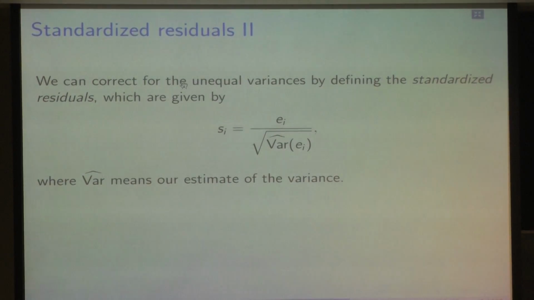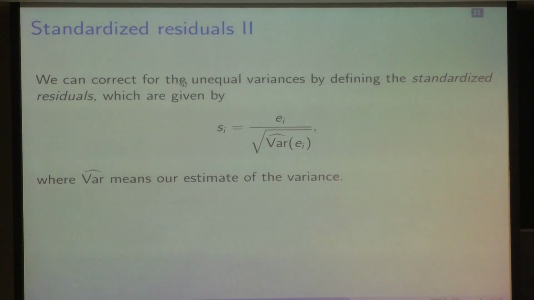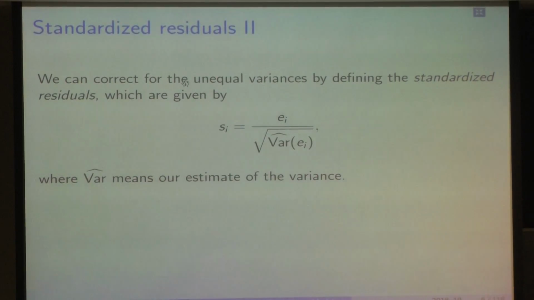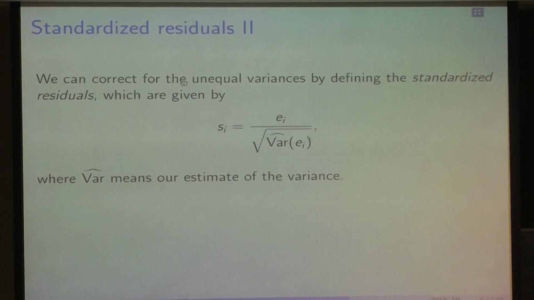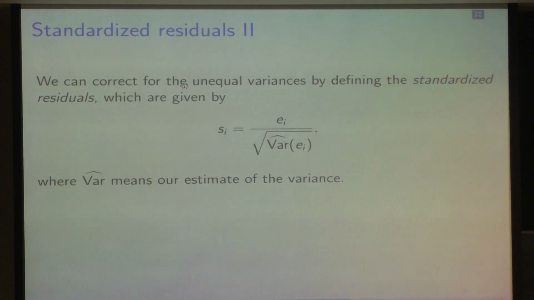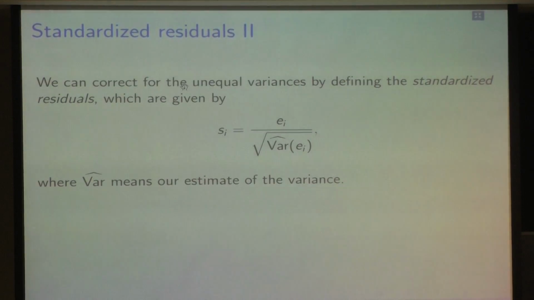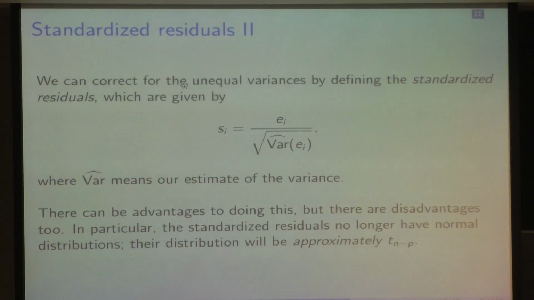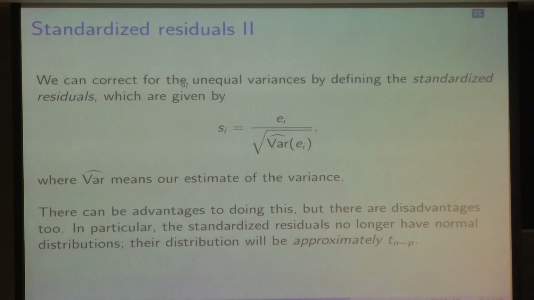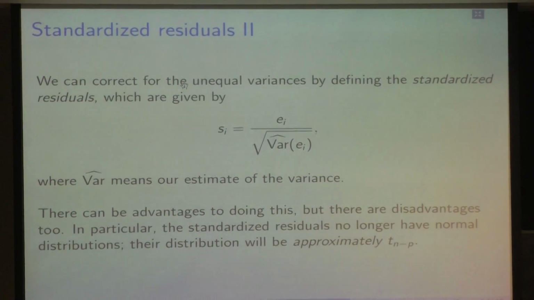Okay, so one thing that we can do is correct for the fact that the residuals don't all have the same variance by normalizing them, dividing by our estimates of their standard deviations. If we do this, we get what's called the standardized residuals. Sometimes there are advantages in doing this because it gives all the residuals the same variance. However, it also messes up their normal distribution.